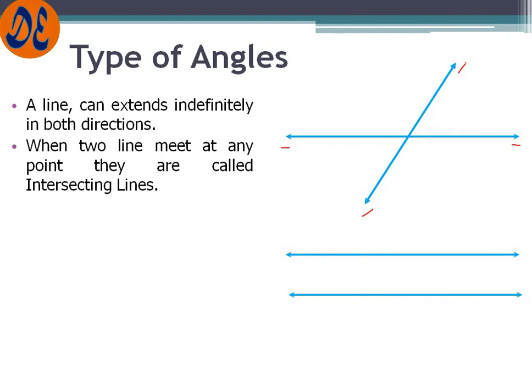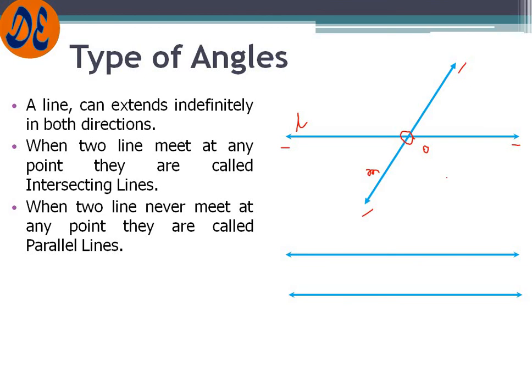When two lines meet at a point, they are called intersecting lines. Now here, if this is line L and this is line M, then L and M are meeting at this point. Let us call it O. So O is the intersecting point, and L and M are called intersecting lines. One line is intersecting another.